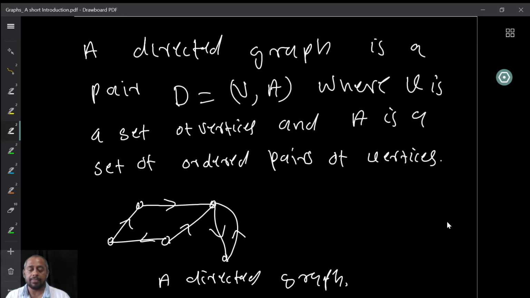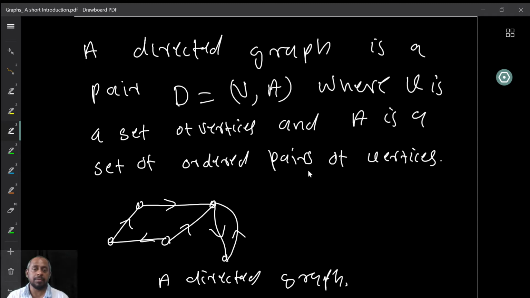So a directed graph is basically a pair V comma A, where V is a set of vertices as in the case of our graphs, and A is a set of ordered pairs of vertices called arcs. The difference is that here instead of two element subsets, we are looking at ordered pairs of vertices. These are called arcs because this ordered pair tells you that from U to V there must be an edge or an arc, but it does not always mean that there is an arc from V to U, right?